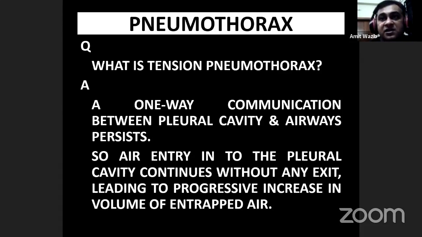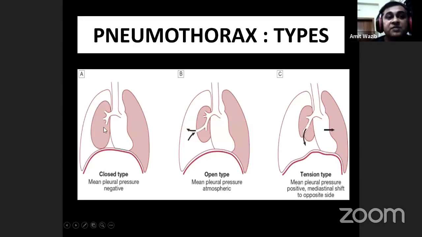So this is very dangerous. This is called a tension pneumothorax. If we just compare these three conditions, in closed type, we have air here, but there is no communication, it will fix. In open type, there is a communication, so air gets in and then gets out. It's not much dangerous. But in tension type, the air can only get in, it cannot get out of the pleural cavity. So progressively the volume of air in the pleural cavity increases. It causes compression. So this is a very dangerous condition, and it will cause shifting of the mediastinum.